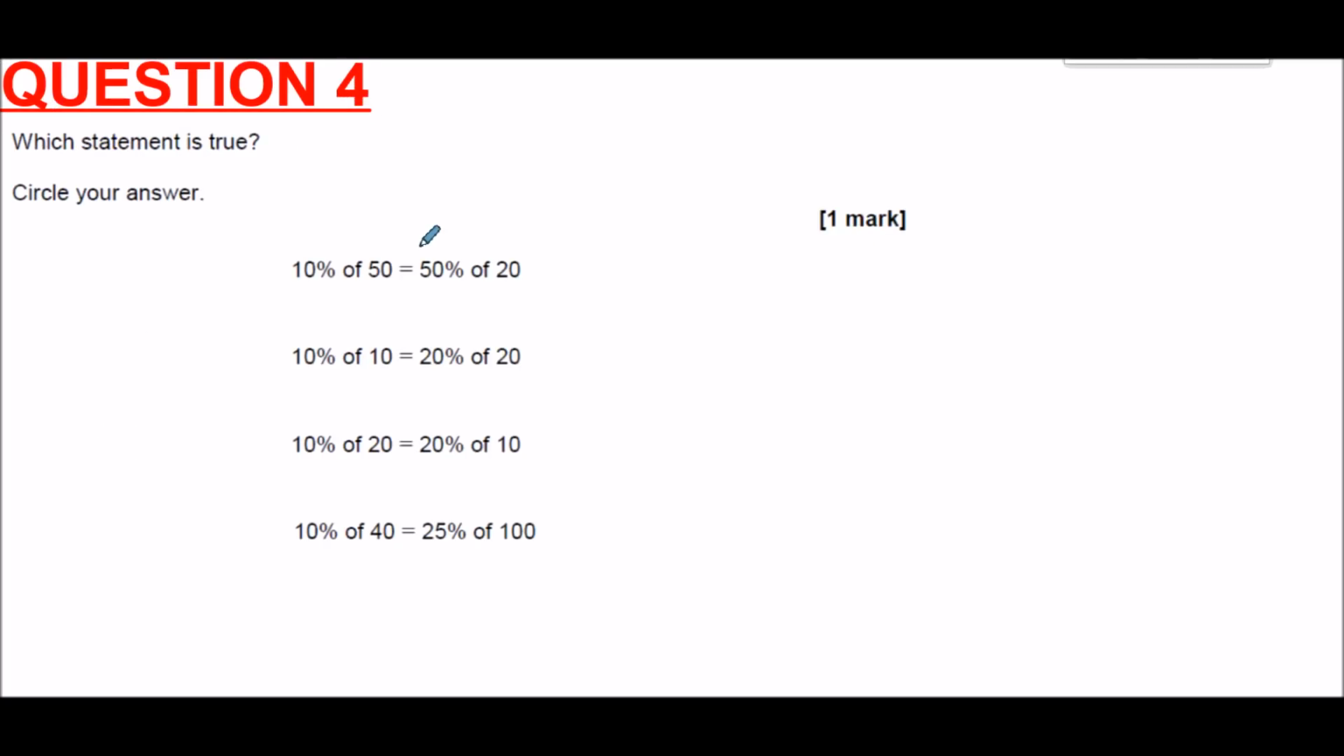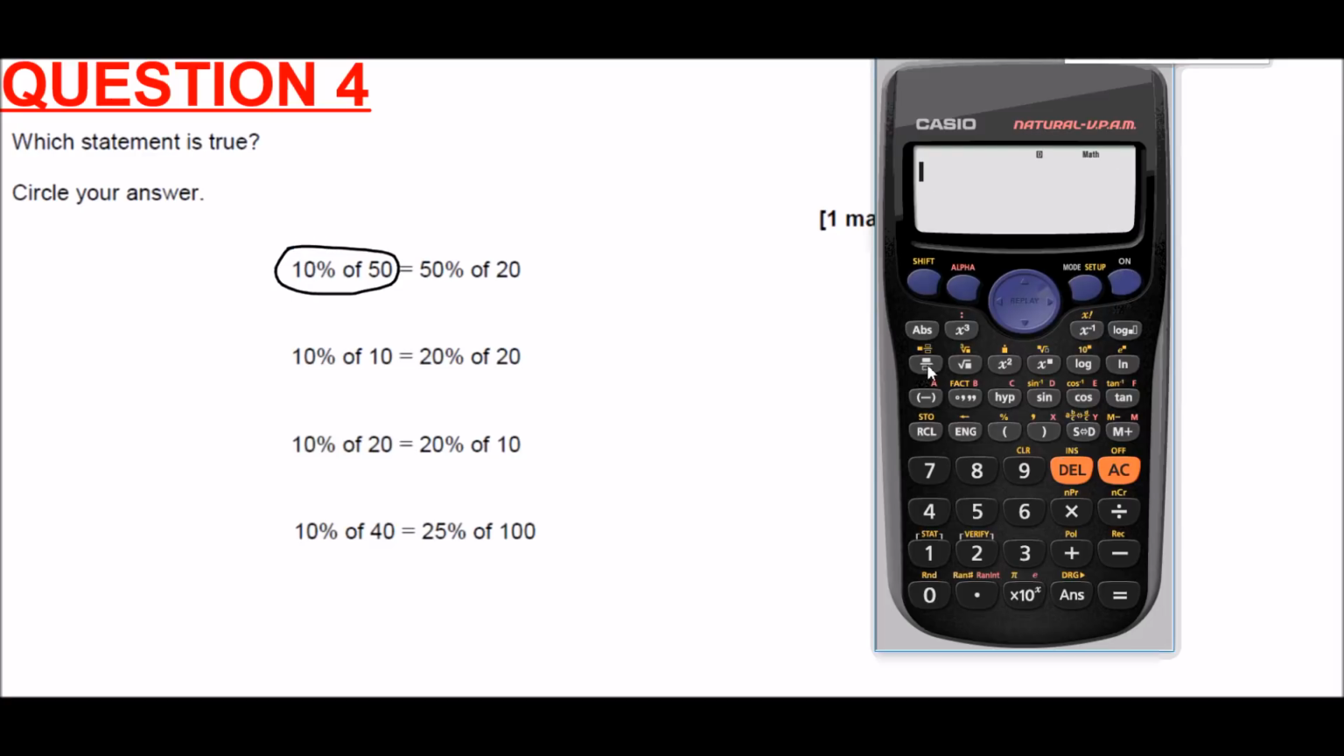Question 4. Which statement is true? Circle your answer. So again, what I'd suggest to do for this one is to use your calculator to its full potential and just work all these out separately. So the first one, we've got to work out 10% of 50. So percentage means out of 100. So 10% means 10 over 100 multiplied by 50, which is 5.